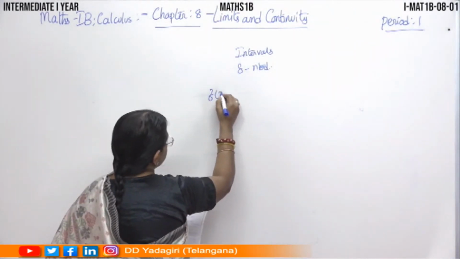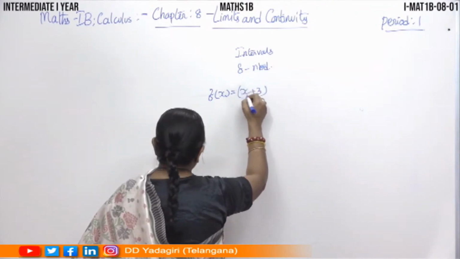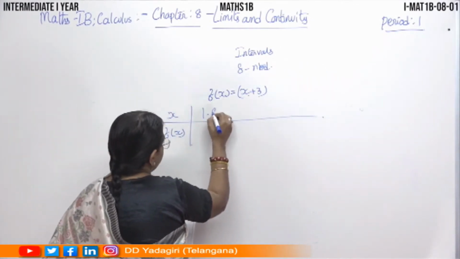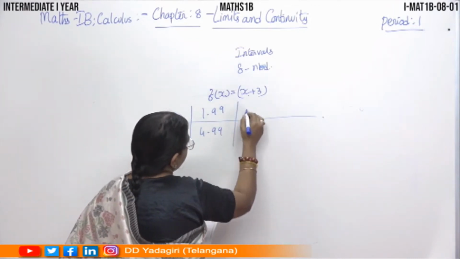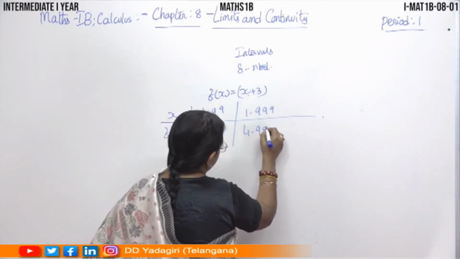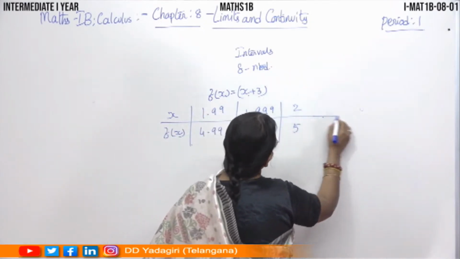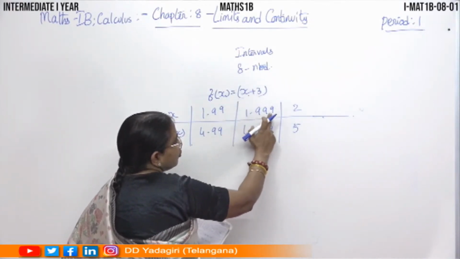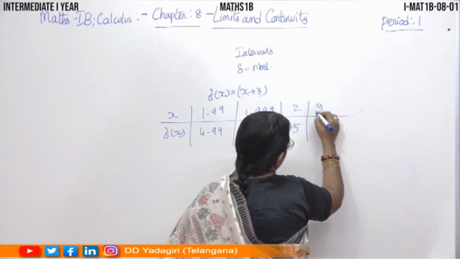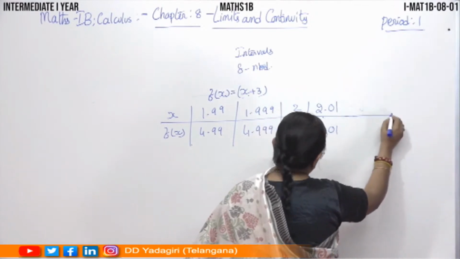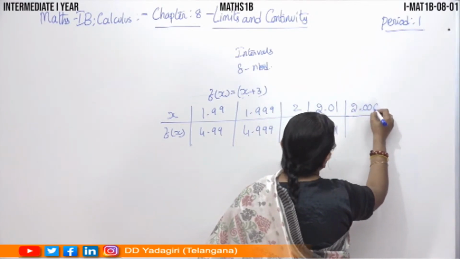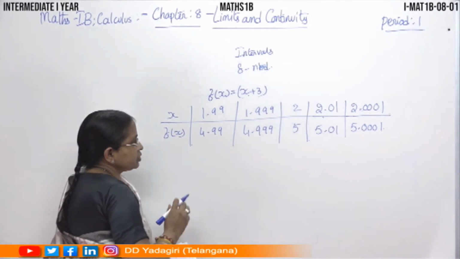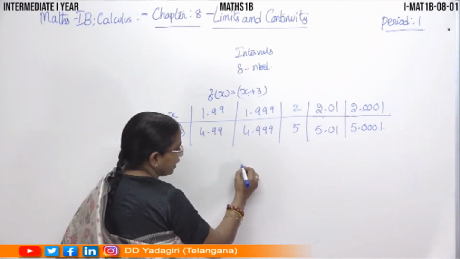First we'll consider, suppose that f of x is equal to x plus 3. Now we'll take x values and f of x values like this: 1.99, 4.99, and then 1.999, 4.999, and then at 2 it is 5. When you put x as 2, it is 5. When you put x as 1.999, it is 4.999, like this. Now suppose I take 2.01, then it is 5.01, and if I take 2.0001, then it is 5.0001. Now we'll take this table. Now if you see, we have x value as 2.